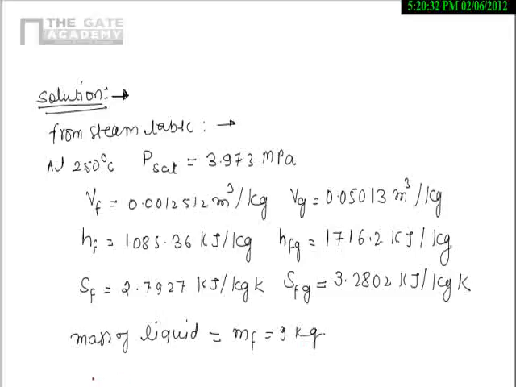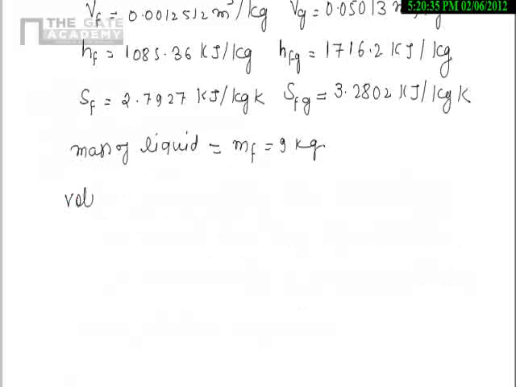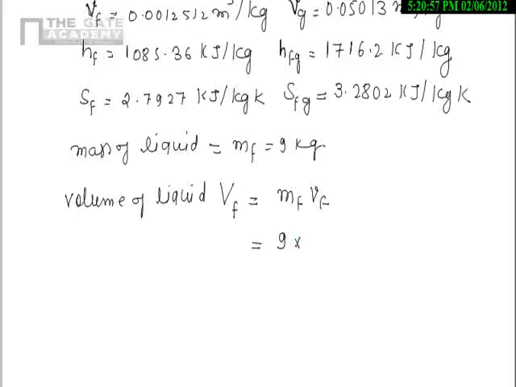So now I can find out the volume of liquid. So volume of liquid I will define by capital Vf. So volume of liquid is mf into specific volume, that is vf. So here I will write small v for better understanding. So now mf we know, 9 kg. vf from data we are having this value. I will plug here 0.0012512. If we multiply it, we will get 0.01126 meter cube. That is the volume of the liquid.